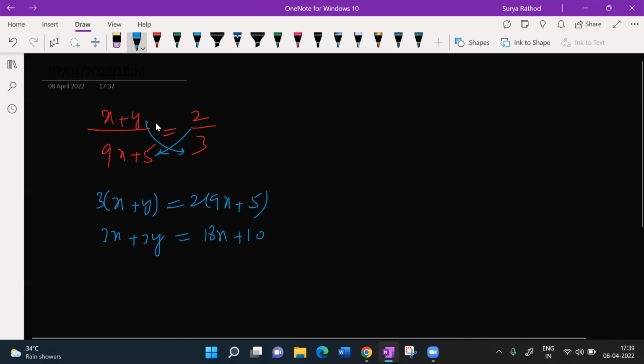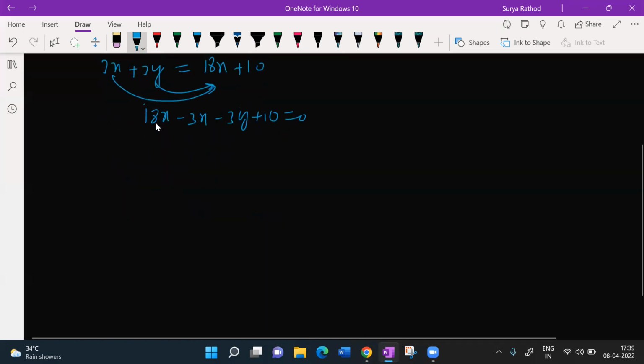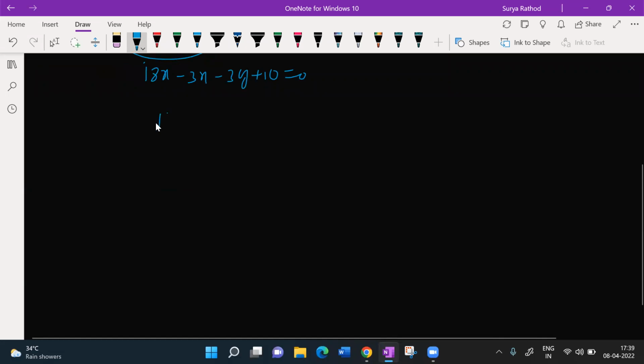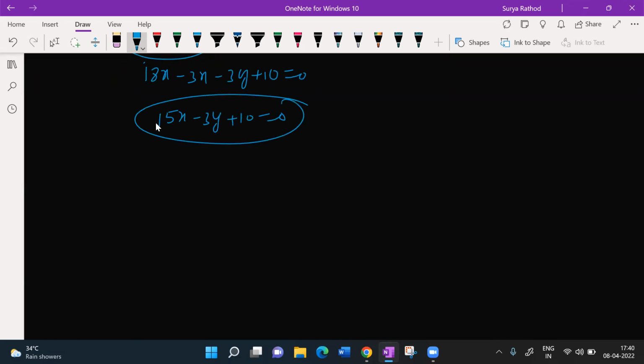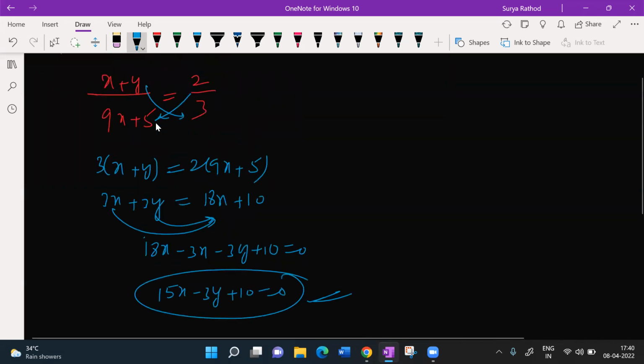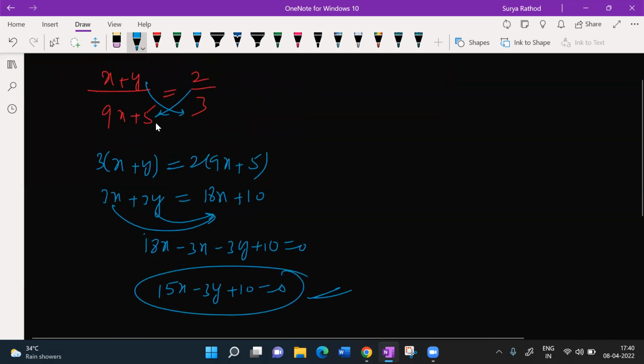So what do I do now? Shifting the 3x to this side, 18x minus 3x, and shifting the 3y to this side, minus 3y plus 10 is equal to 0. So it becomes 15x minus 3y plus 10 is equal to 0. This is the equation you get after cross multiplication.